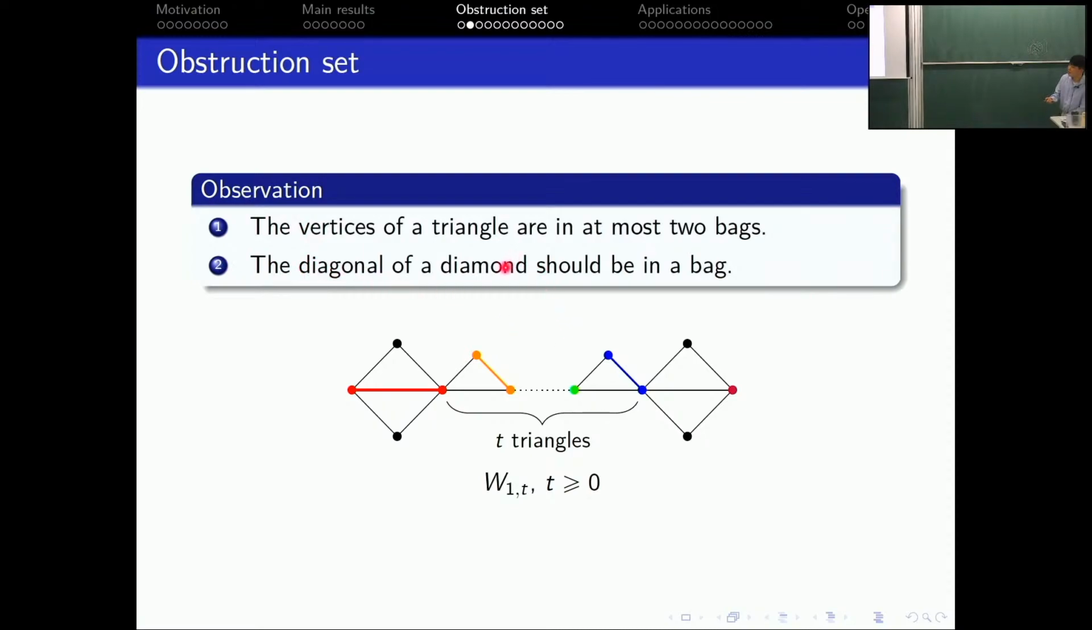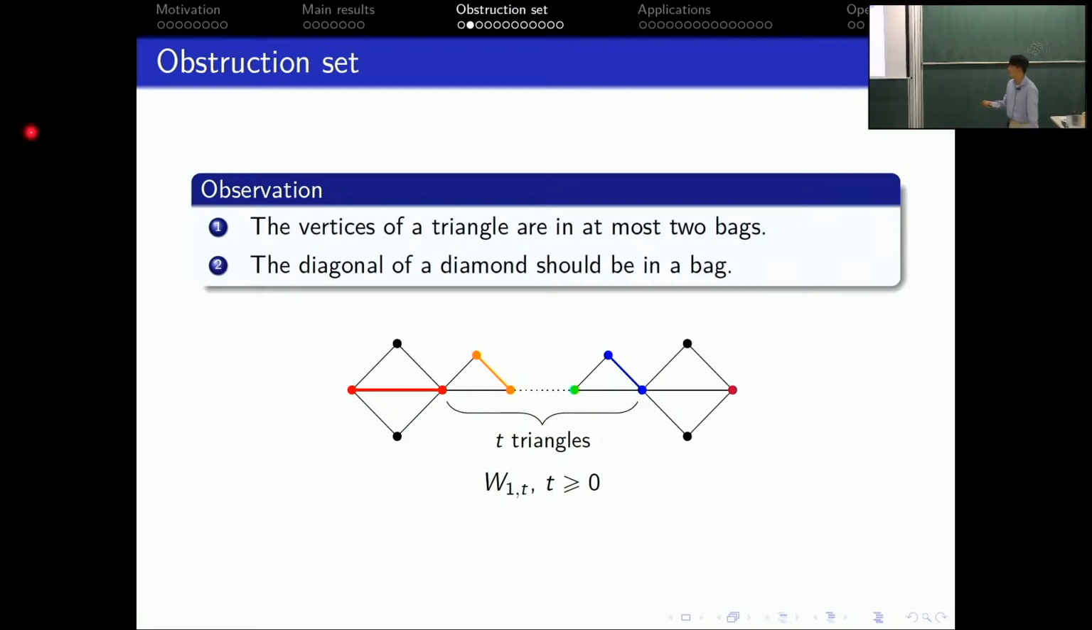The diagonal of a diamond means that 2 vertices of degree 3 should be in the same bag. Because otherwise, let's say this diamond, and let's assume that they are in different bags. Then by rule 1, these 2 should be in the same bag, and these 2 should be in the same bag. But then you can see that these 2 bags do not induce the complete bipartite graph between them, right? So the diagonal of a diamond should be in the same bag.